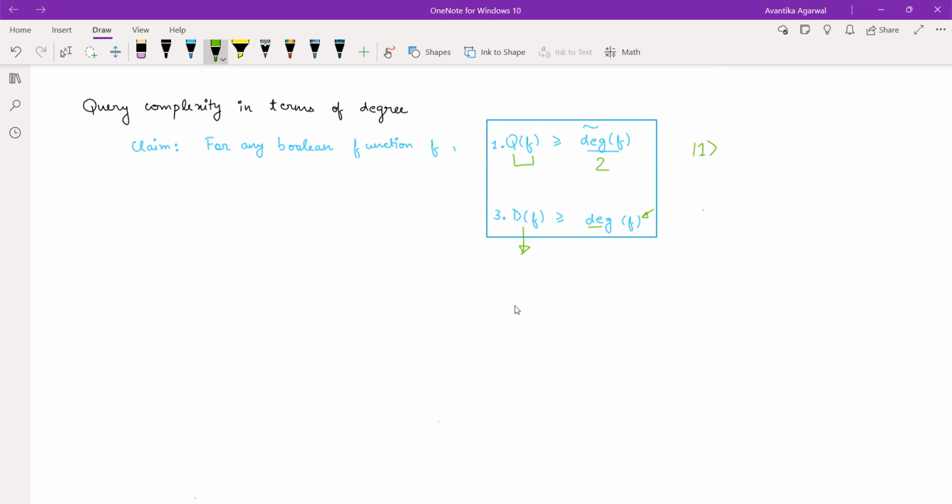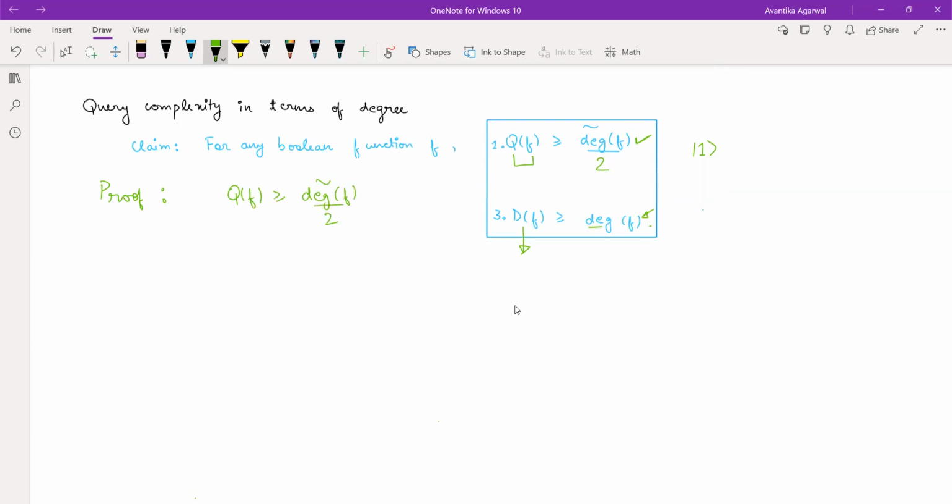I'll prove this formally. I'll only prove this one part formally. The second is actually much simpler, so I won't be talking about it. I'll only be proving the first part, and I think this is the only formal proof I'm going to do, just to convey the main ideas and not get into too much detail. So we are hoping to establish that Q(f) is lower bounded by the degree of f divided by 2.